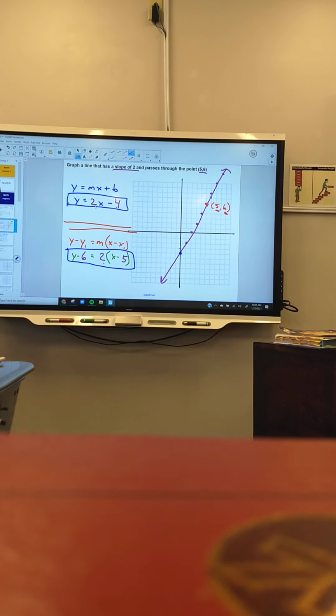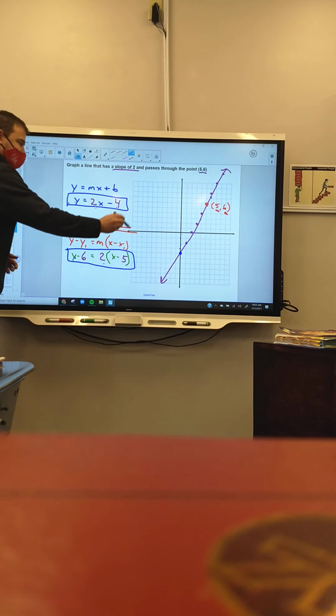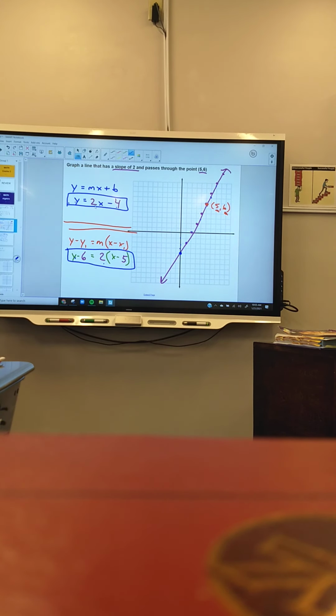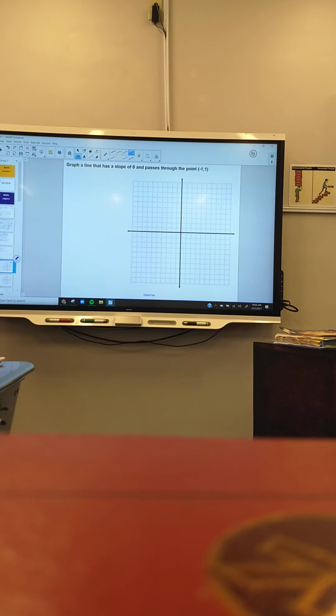So depending on the information that we're given, sometimes it might be easier to start with this even if we want to get it in that form. But all three of them, this and the graph, all represent the same thing. An infinite number of inputs, x's, and outputs, y's. Okay? Let's try another one.